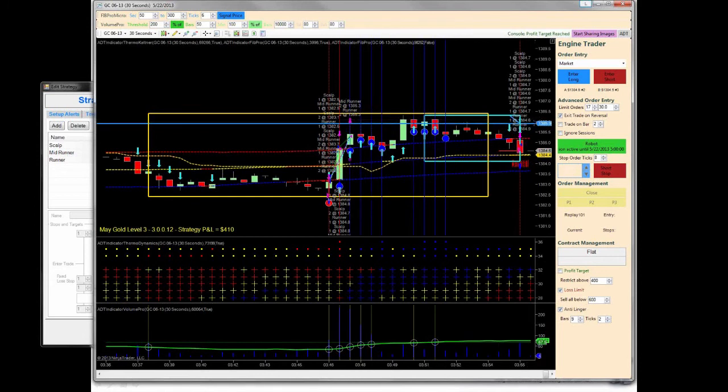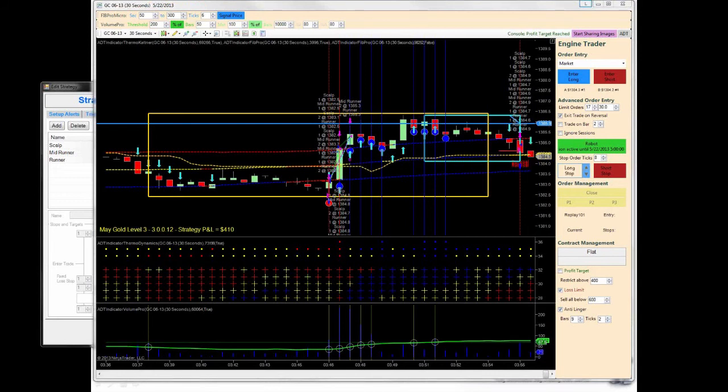Right here. Let's see if it comes back and pulls back to that position. I'm going to accelerate it just a little so we don't have to watch grass grow here.